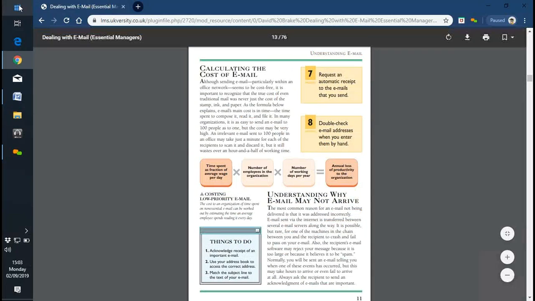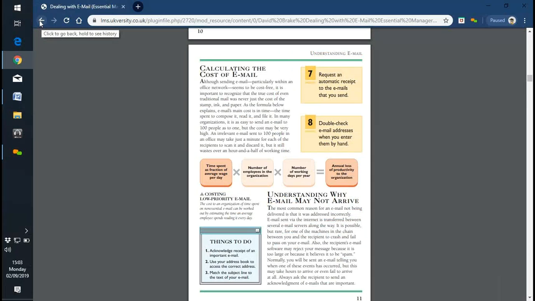So again, there are about 70 pages in this. It's an ebook and it covers quite a lot of information. So if you need any further information, you can read through further on this.